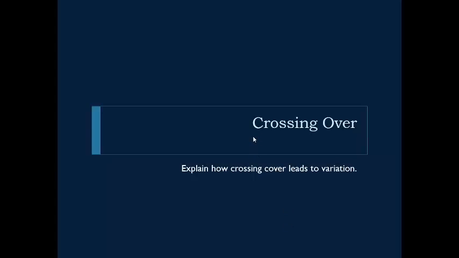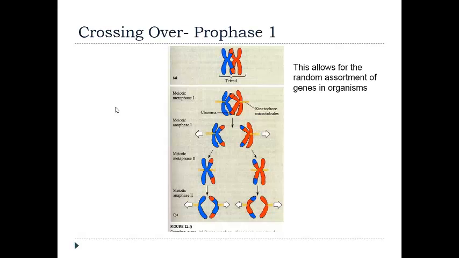So just want to get into crossing over a little bit more and explain how crossing over leads to variation. Variation is the key. The fact that we're all varied is a very important part of biology, which we'll study more, especially when we get to evolution and natural selection. So looking at crossing over, remember the tetrad?